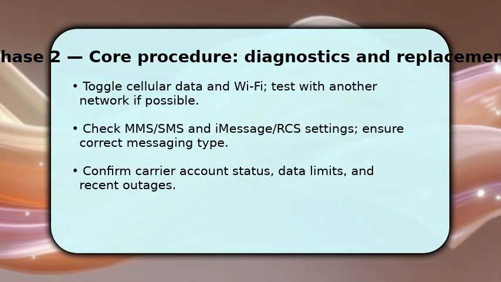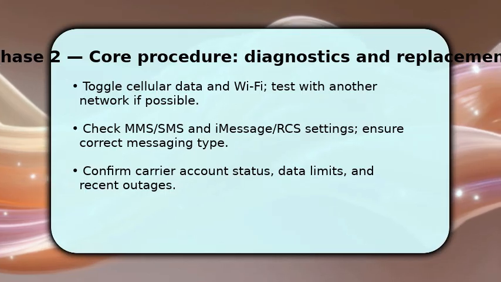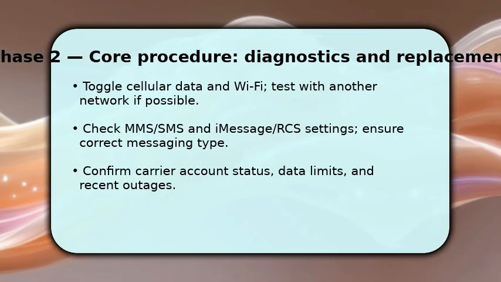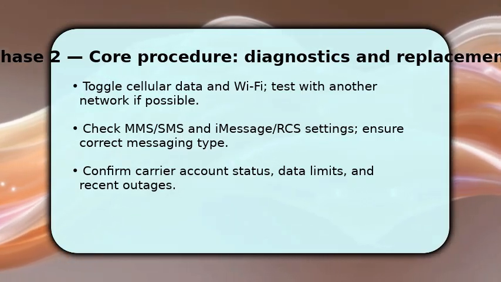Then inspect SMS, MMS, and platform features like iMessage or RCS. Make sure they're enabled and configured for your number. Messaging types change delivery paths.